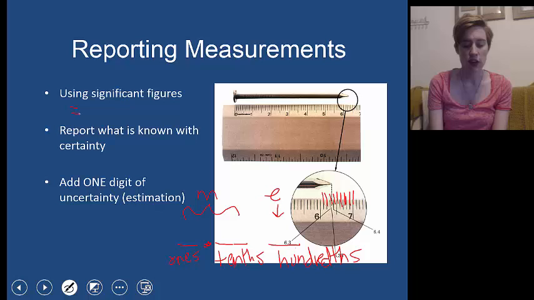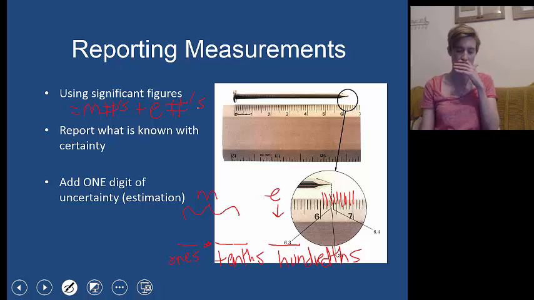So significant figures are measured numbers and estimated numbers. And I'm abbreviating because it's hard to write on the screen, but on your notes you don't want to abbreviate them. You want to write down what those stand for. Measured digits are significant, and estimated digits are significant.